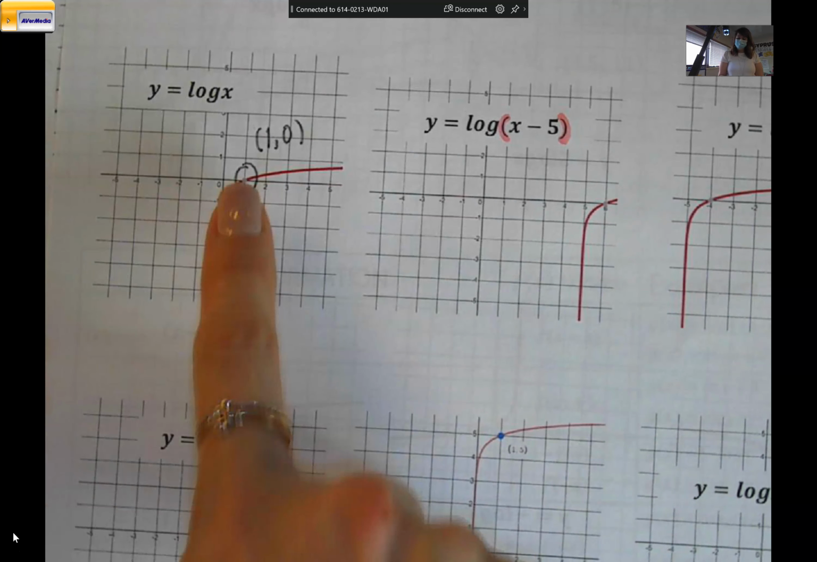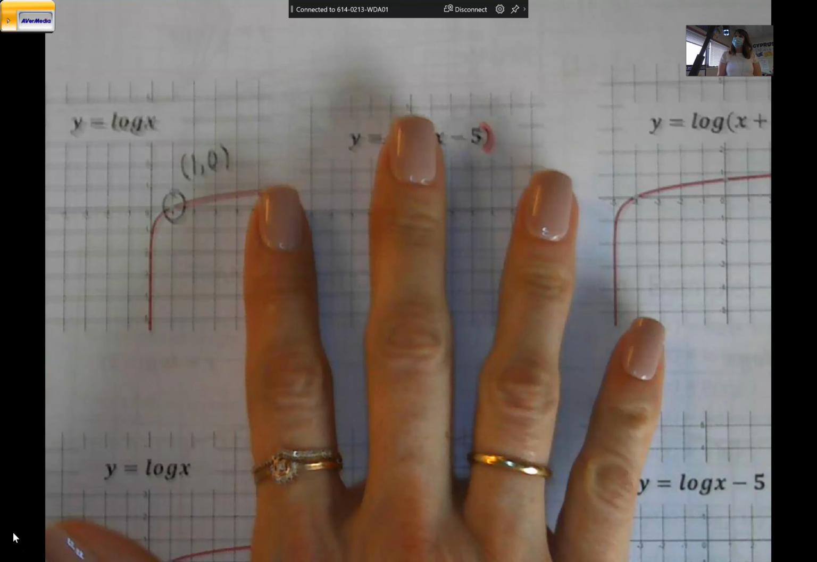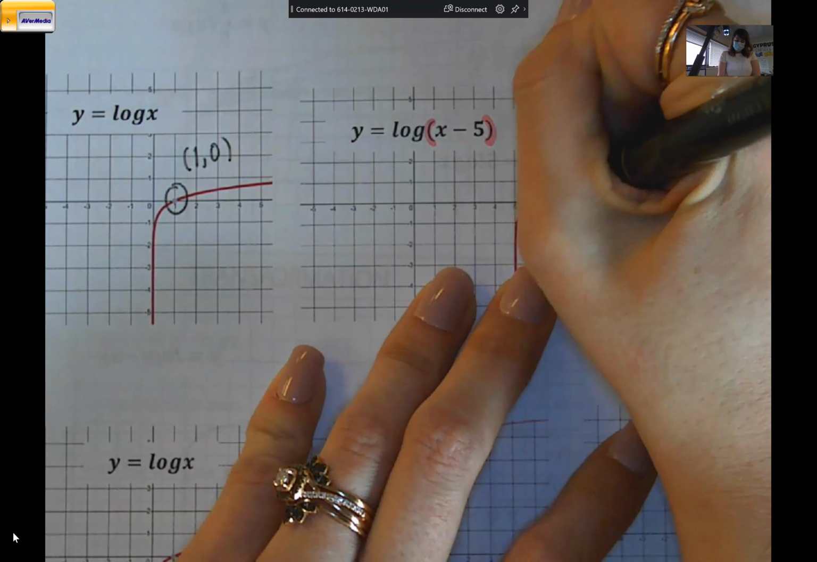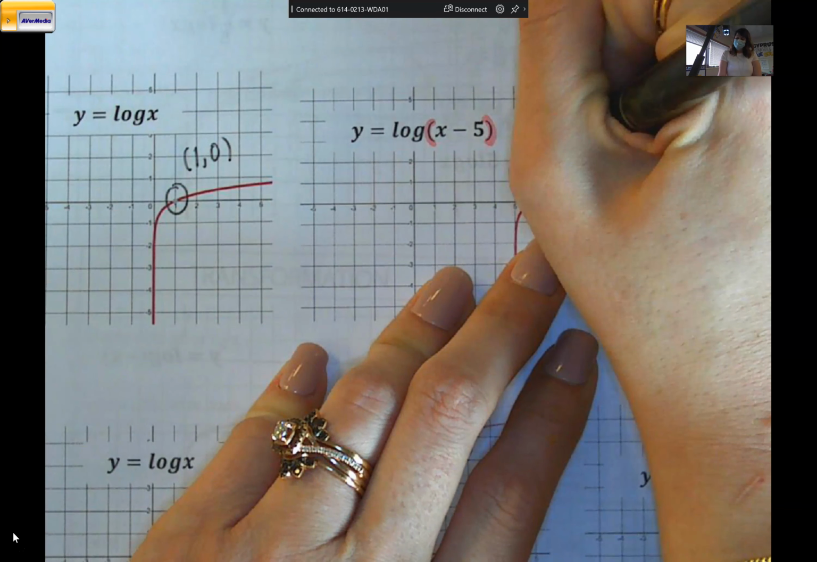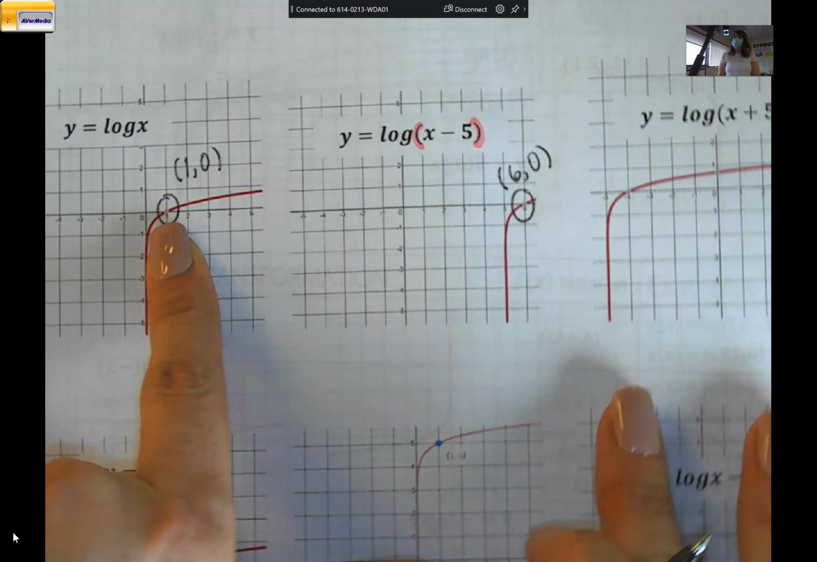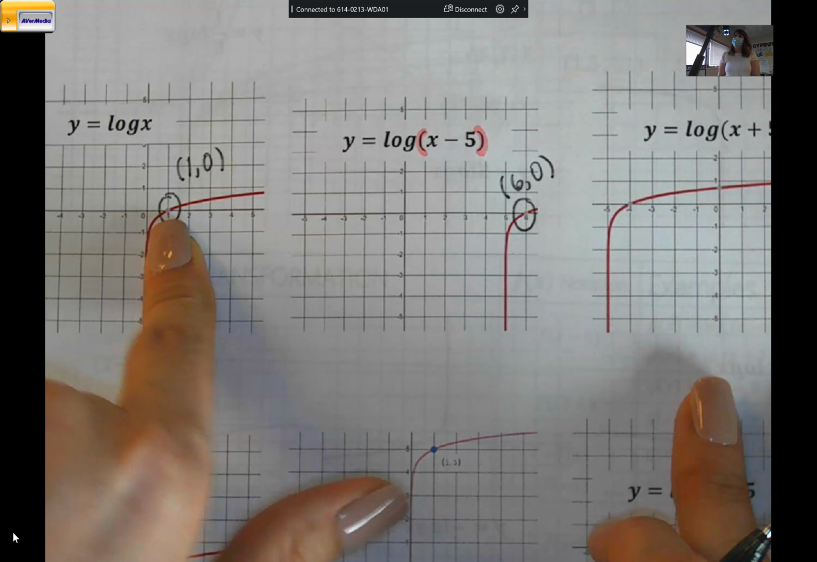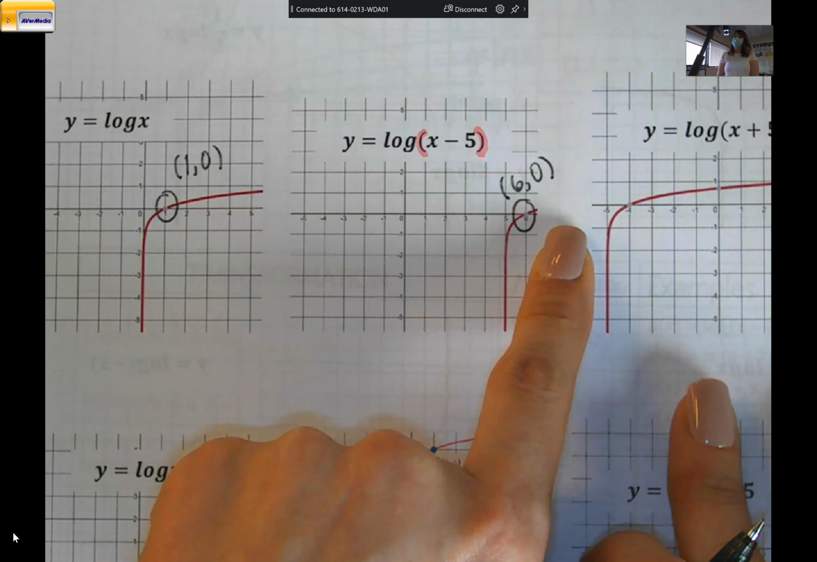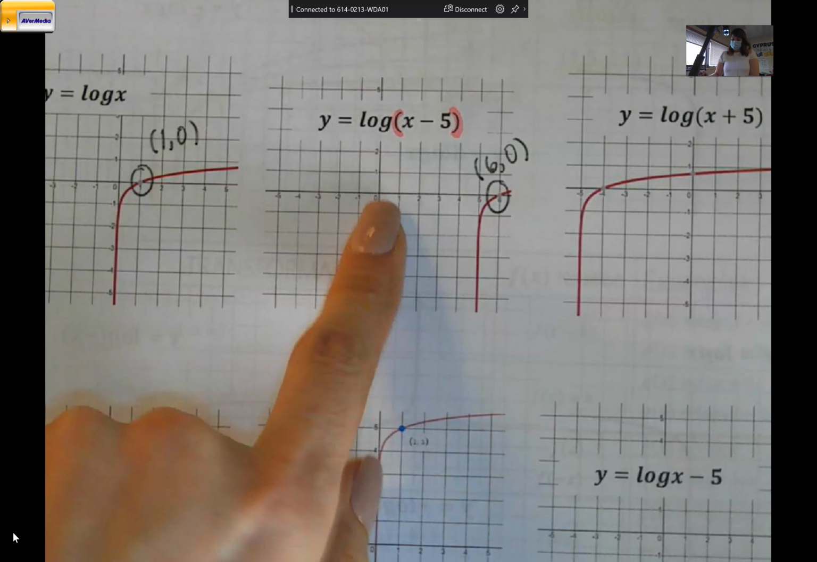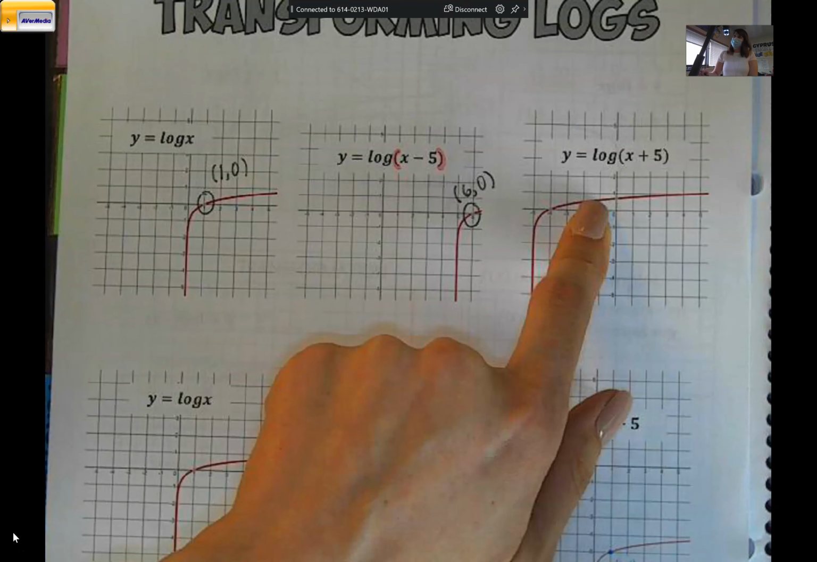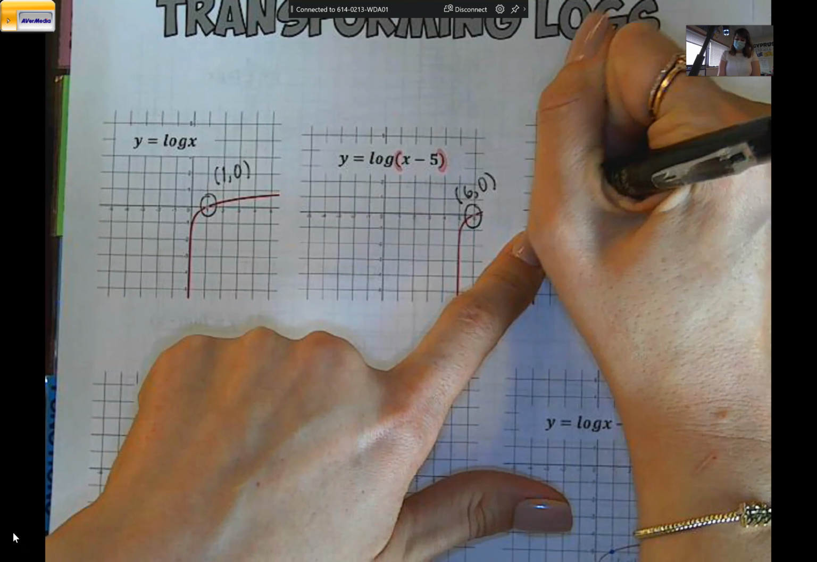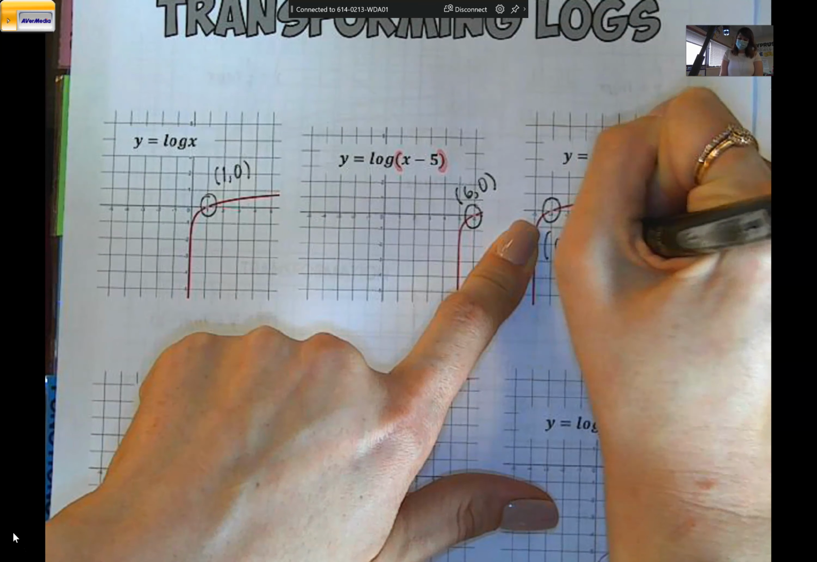So this one is (1, 0). This one is (6, 0). And I know that just by looking at the graph. So this one is (1, 0), and now this point has been shifted to the right to (6, 0). In this one, instead of a minus 5, I have a plus 5. And notice where the intercept has been shifted to. It's at (-4, 0).